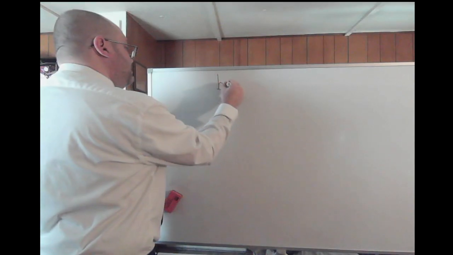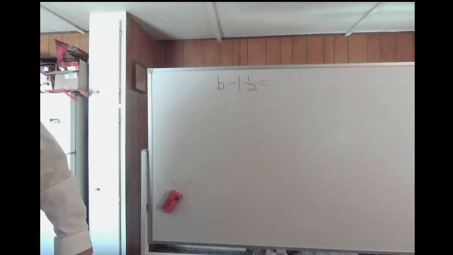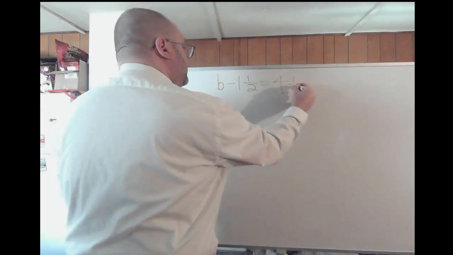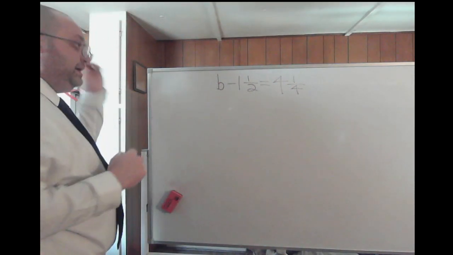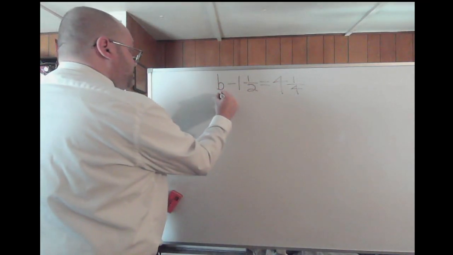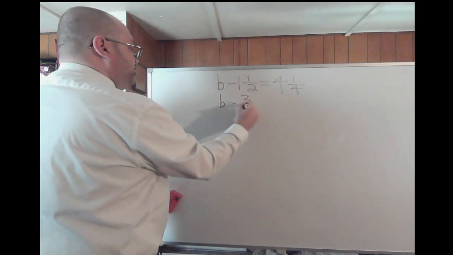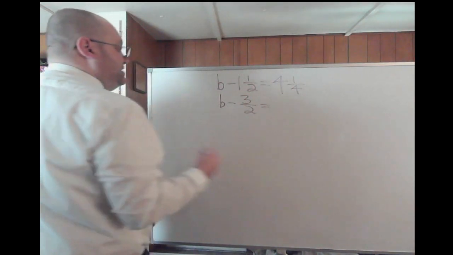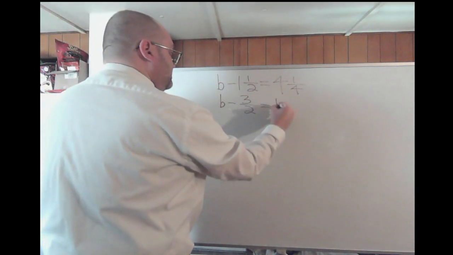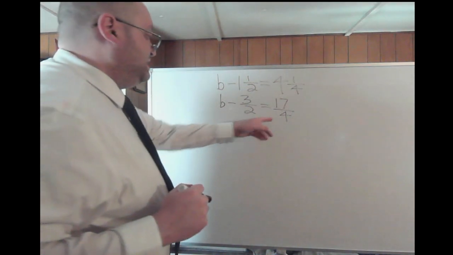So we got b minus 1.5 is equal to 4 1/4, okay? First thing I would do, convert these mixed numbers into improper fractions. So you'll have b minus, now we have 2 times 1 is 2 plus 1 is 3. So you'll have b minus 3/2 is equal to, let's deal with 4 1/4. You'll have 4 times 4 is 16 plus 1 is 17, equal to 17/4. So we got b minus 3/2 equals 17/4.